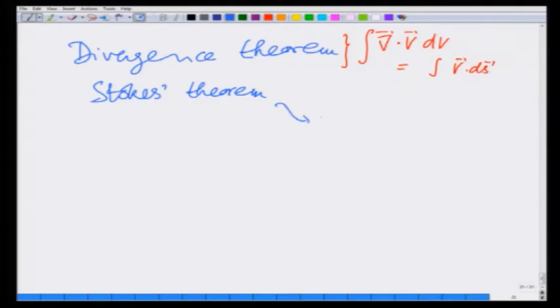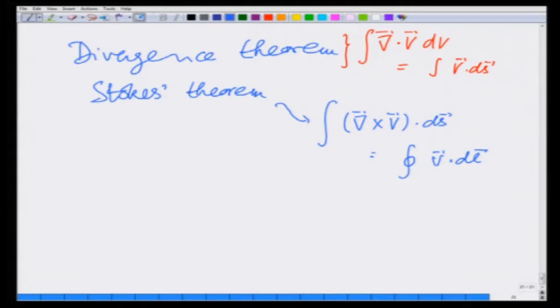Stokes theorem relates the curl of a vector quantity or its integral over an area to its line integral over a closed curve, and this is over a closed volume or closed surface.